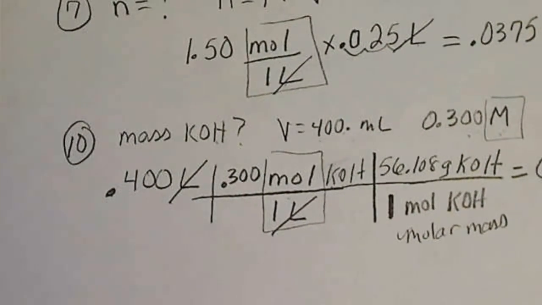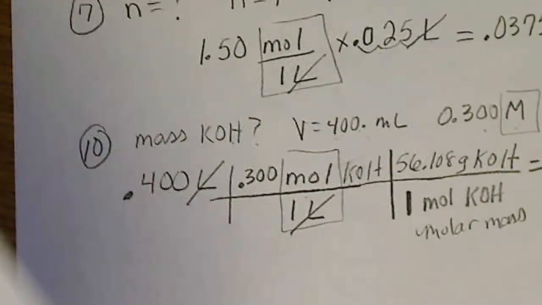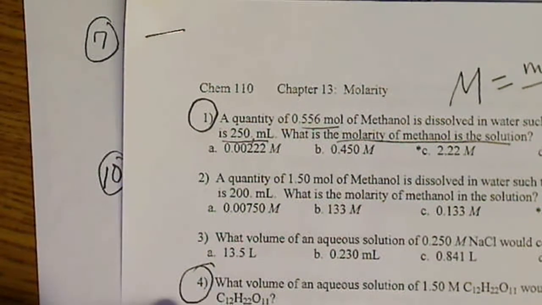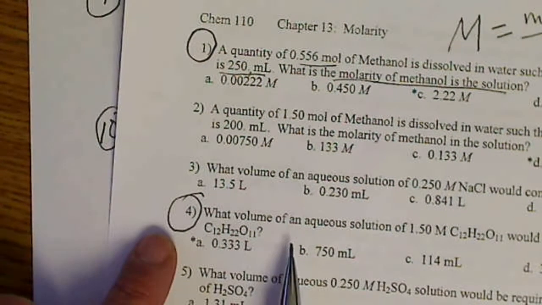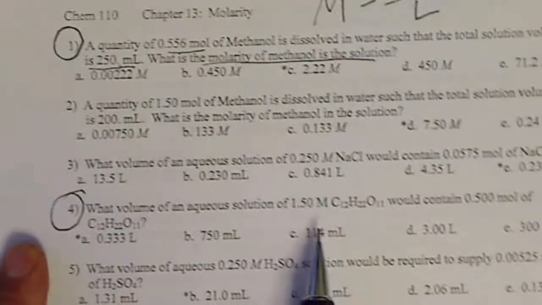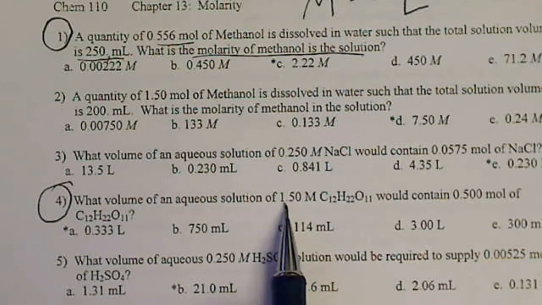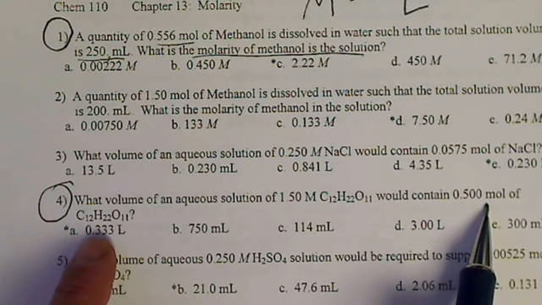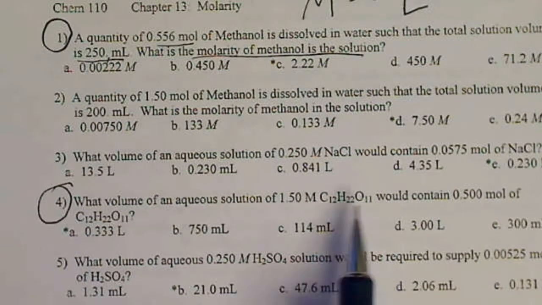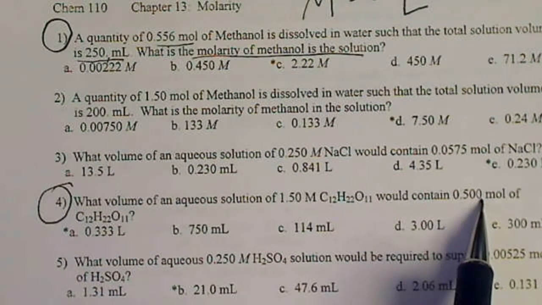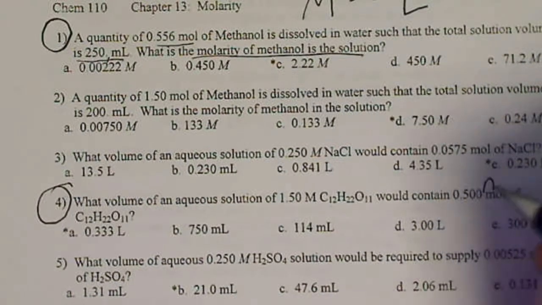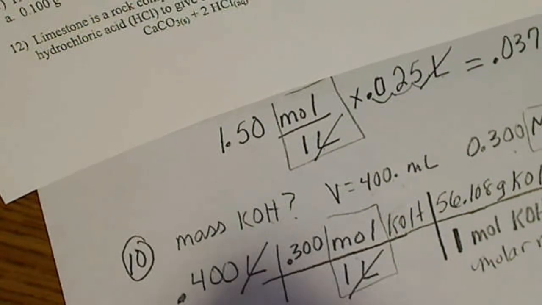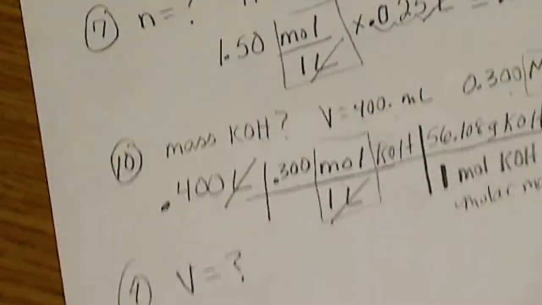The last problem I'm going to work, we're going to be looking for volume. So I'm going to work problem 4. And we're asked what volume we would need if we wanted a 1.5 molar solution to contain 0.5 moles. So it really doesn't matter what the formula is. So we're solving for V. The problem gives us an M and the mole, which would be the n. So if we're solving for V, I'm working problem number 4, V equals question mark.